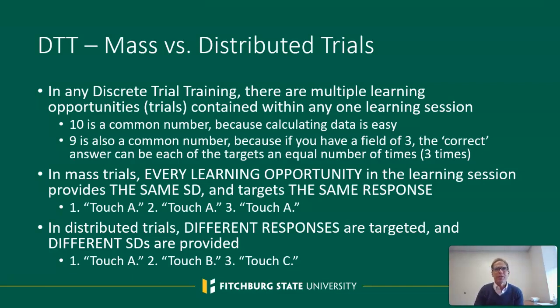So in mass trials, every learning opportunity in the learning session provides the same SD and is targeting the same response. So for example, it might just be the first trial is touch A, and I've got 3 letters. I've got A, B, and C, right? And I say touch A, and the learner touches A. I provide reinforcement, brief intertrial interval. I again present the 3, maybe shuffled, and I say again, touch A. The learner touches A. I provide reinforcement. I take them back. I shuffle. I put them back. I say touch A. The learner touches B. I provide error correction. That's not A, and maybe I physically prompt or I provide a gesture or some other kind of prompt, okay? But the bottom line is every single time I'm saying touch A, okay?